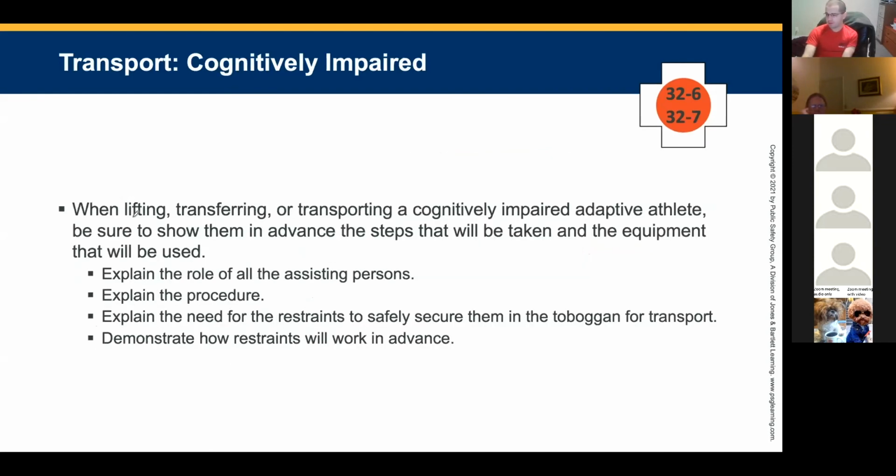Cognitively impaired individuals: when lifting, transferring, or transporting a cognitively impaired adaptive athlete, we want to make sure that we show them in advance the steps that will be taken and the equipment used. We want to explain the roles, explain the procedure, explain the need for restraints and being securely placed in the toboggan for transport, and demonstrate how the restraints work in advance.